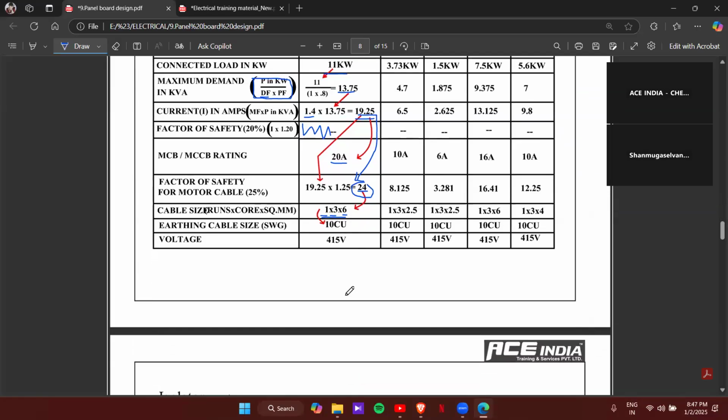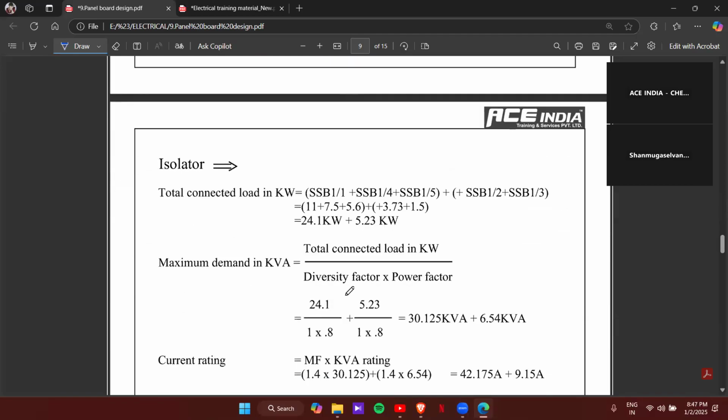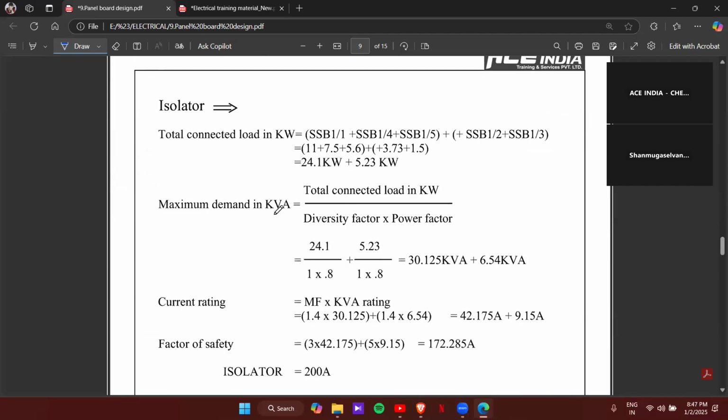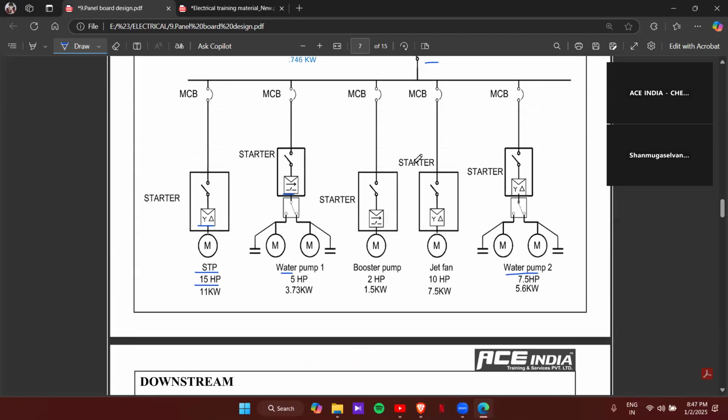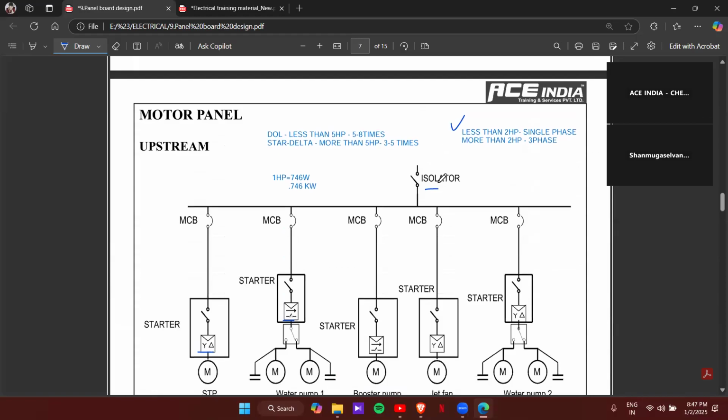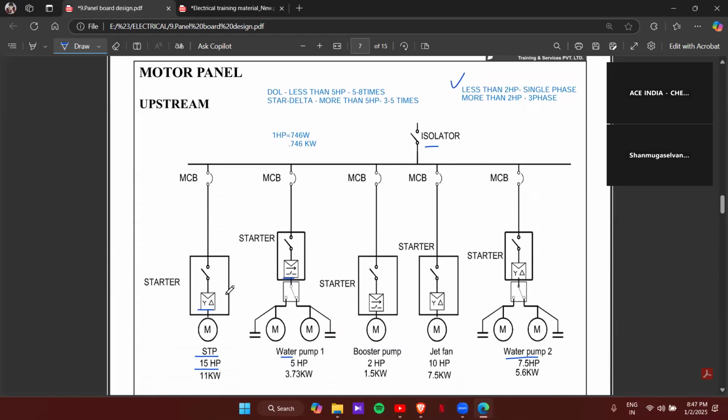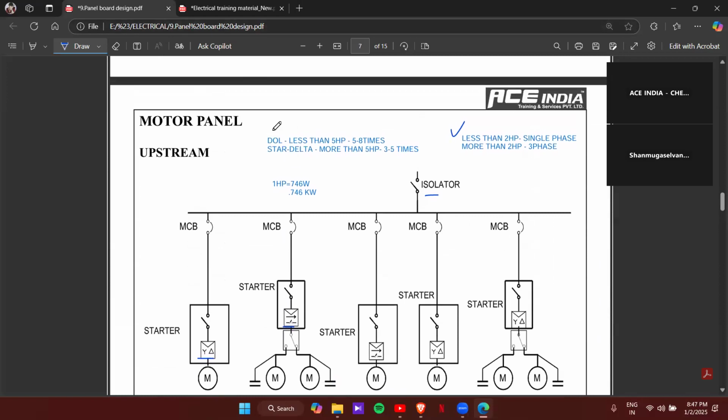Then coming to the next one, that is the isolator part. Here, isolator is on the main incomer side. And here we can see that we have star delta starters, then we have DOL starters. So these are actually mixed. What we have mentioned is, for DOL starter, the starting current will be 5 to 8 times, and for star delta starter it will be around 3 to 5 times. So that means you have to add them separately.